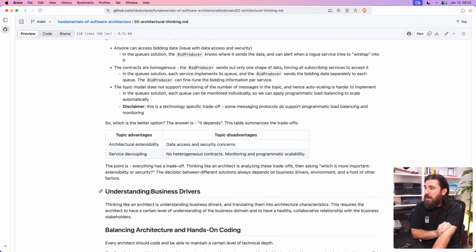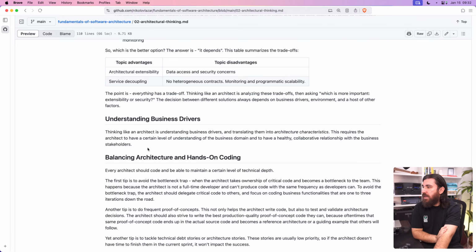So it always depends, the decision between the solutions always depends on the business drivers, the environment, the team, the knowledge of the development team. Are they skilled in Python? Are they skilled in JavaScript? It's not just the decision between these two, but every architectural decision is based on these factors, basically.